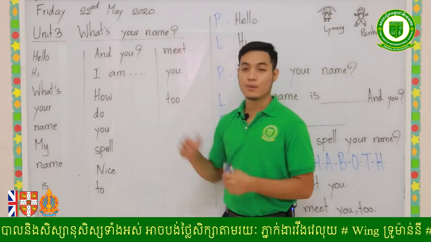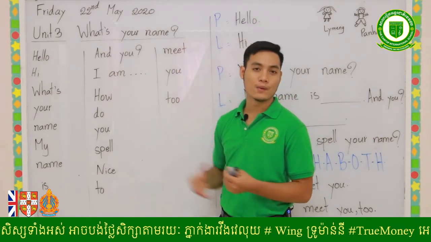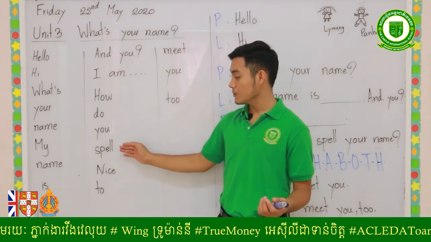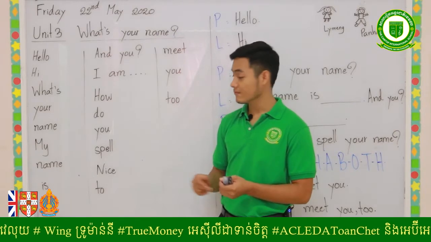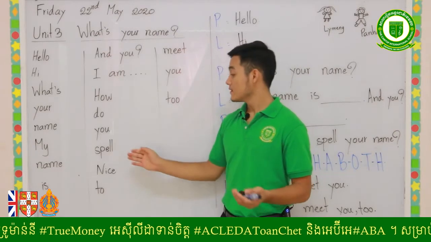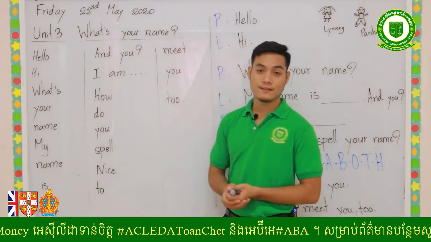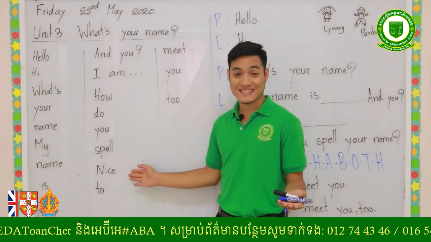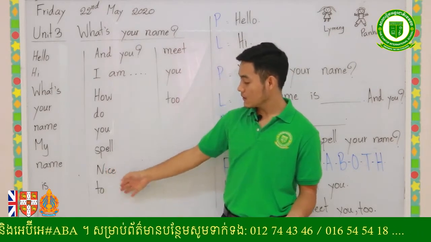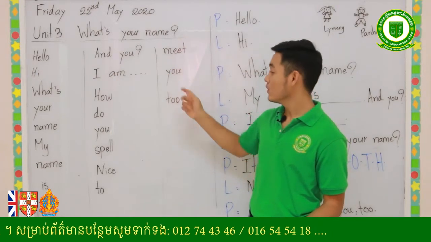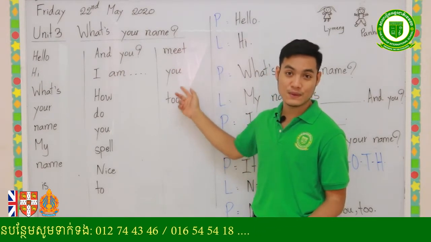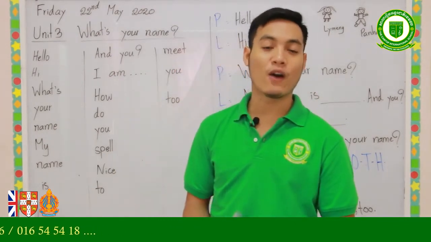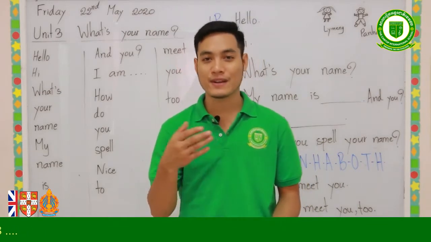Like the word how. Okay, again, how. Like the word do you spell. Do you spell. Okay, spell. And the next one is nice. Nice to meet you too. Okay, so that's it for keywords, and hopefully you already practice your keywords at home.